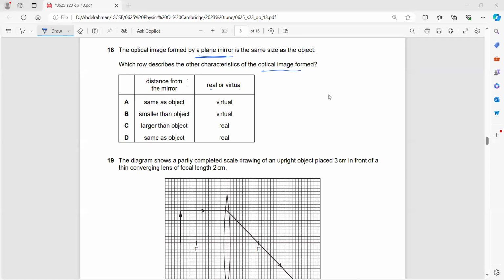Is it real or is it virtual? Definitely it is virtual. Any image formed inside a mirror has to be virtual. Now, the distance from the mirror, is it the same or is it smaller? Definitely it's the same. It's quite easy. Any image formed by the mirror has to have the same distance and it must be a virtual image. Any questions?